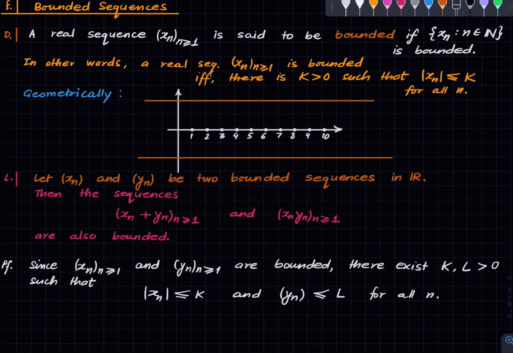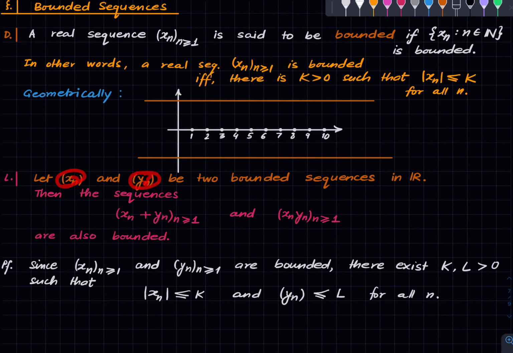Yeah, hopefully this is clear enough. All right, so that's all we did. We had a bounded sequence xn and we had a bounded sequence yn. So there is some capital K for which this happens for all n, and there is some capital L for which this happens for all n.